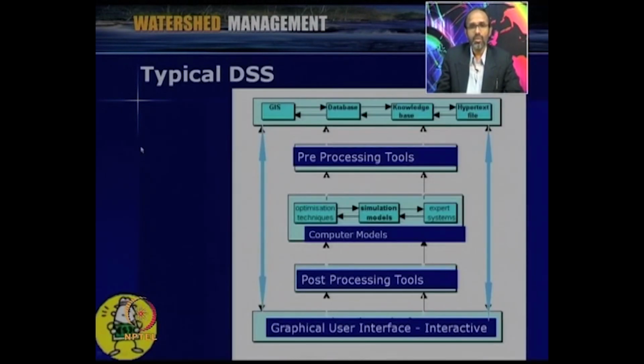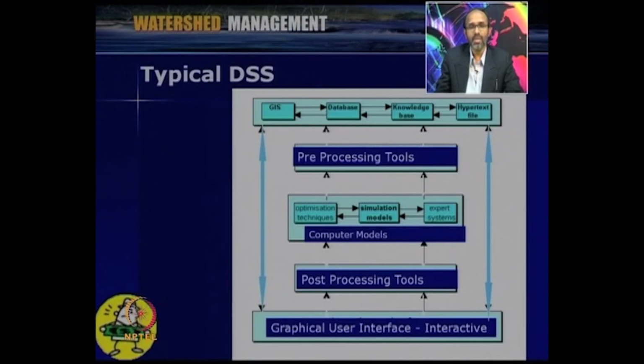So, now let us look into a typical decision support system. There can be various subsystems within the decision support system. In most of our problems, especially water or watershed management problems, the main thing is we have to deal with a large quantity of data. To deal with this, as we have seen in some of the previous lectures, geographic information system or remote sensing all help.